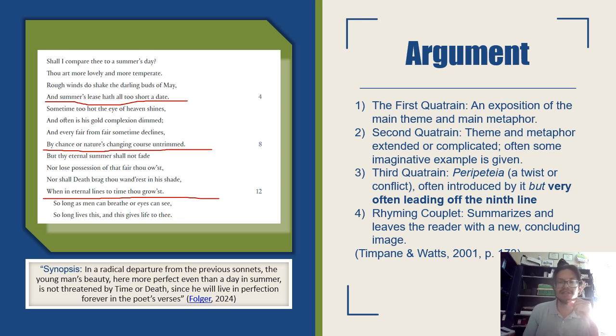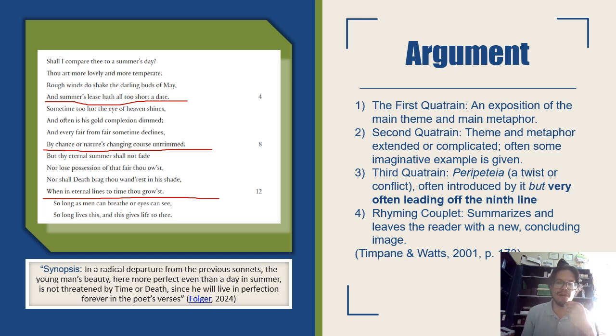So let's see what Shakespeare has to say, okay? He says in that last line, nor shall death brag thou wanderest in his shade, when in eternal lines to time thou growest, okay? So something about eternal lines. This one's interesting. So lines don't normally appear in nature. They don't normally appear in summer, but they do appear in poetry. So for me, here's where the real turn happens. I might argue that the real turn happens right here at the end of line 12, because he's bringing in a new piece to this metaphor. He's moving from summer to something with lines, probably poetry, right?